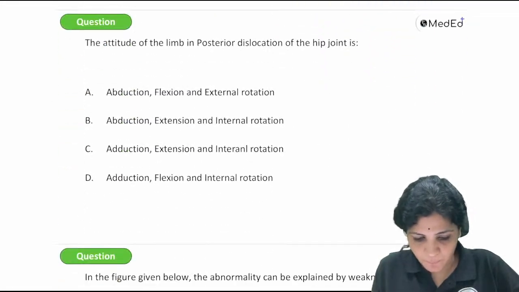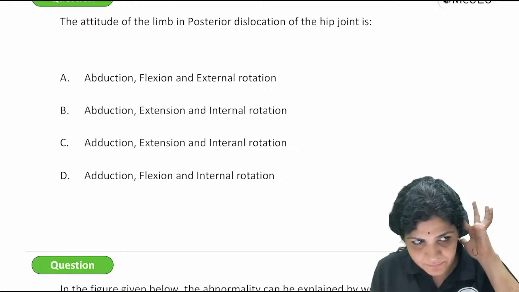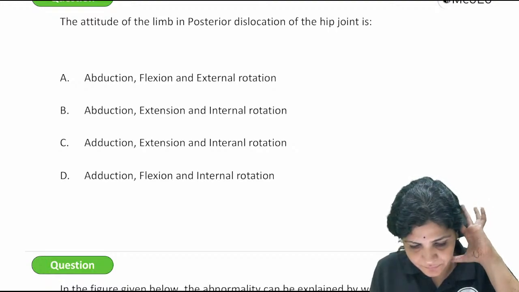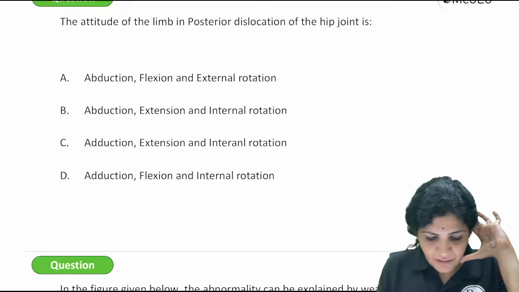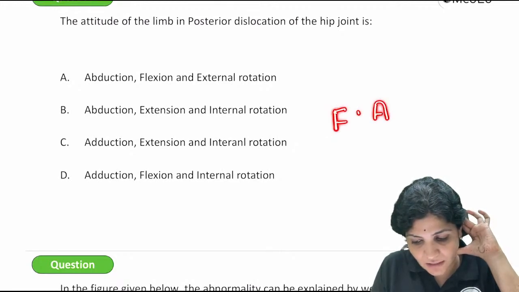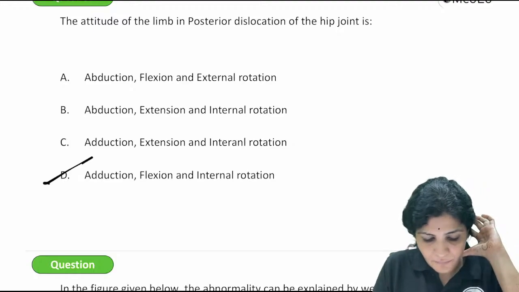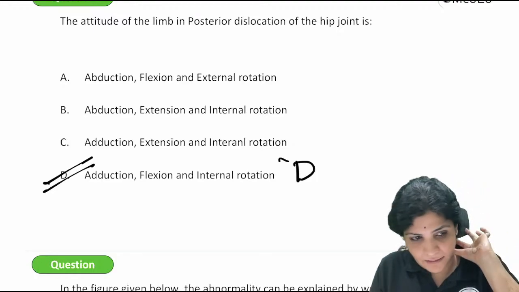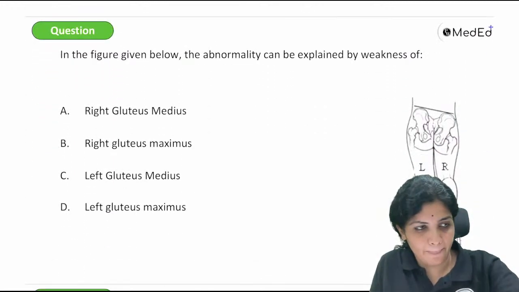Okay. Thank you. What is the attitude of the limb in posterior dislocation of the hip? Flexion, adduction, and internal rotation. Right, flexion, adduction, and internal rotation. Very, very important hip joint. So the answer is D.